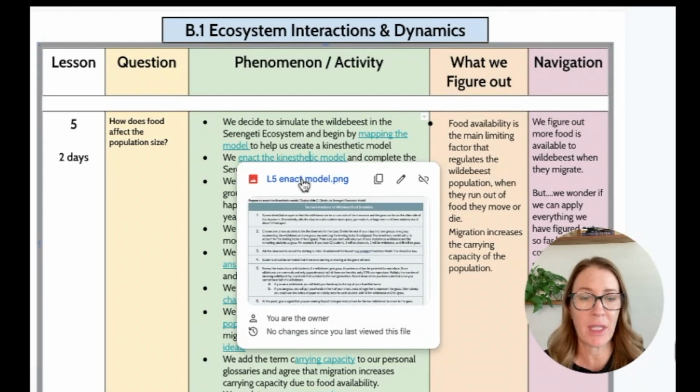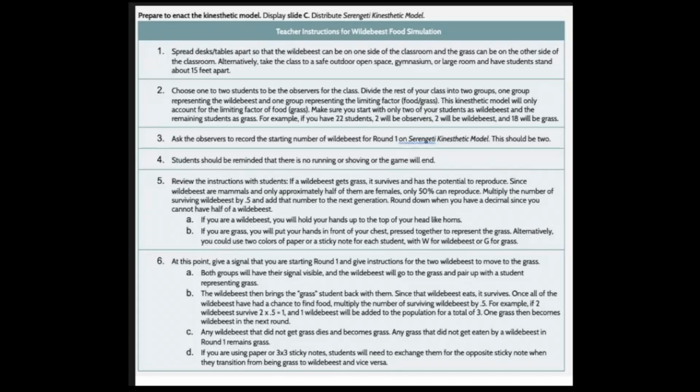And so here are the directions. This can be found in the teacher guide, and you can see that you're basically going to set up the two sides of your room. One side will be the grass, the other side will be the wildebeest. You could do this in an outdoor area or a hallway, anything that will work better if you do not have enough room in your classroom.